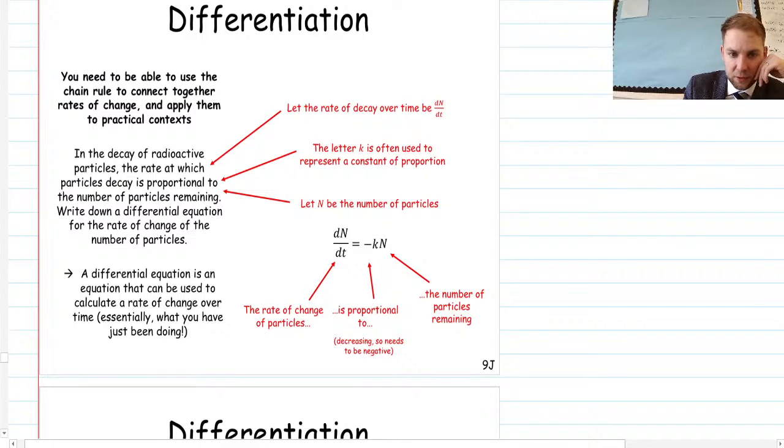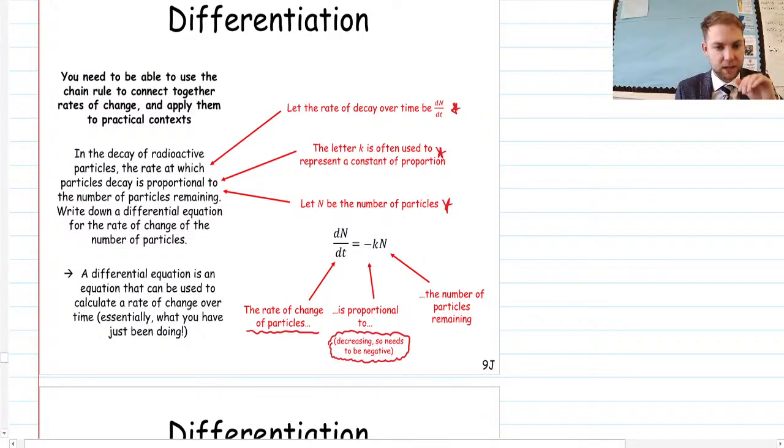So let the rate of decay over time be this. Let k be the constant of proportion. Let n be the number of particles, which is exactly what we did. So the rate of change of the particles is proportional to the number of particles remaining. Now, we've said that it's decreasing, so we've put a minus k. If we were to work this out and find it was a minus, then we wouldn't need to worry too much about that. But because we know that it's minus, we've put in a minus there, and that's because it's decaying.